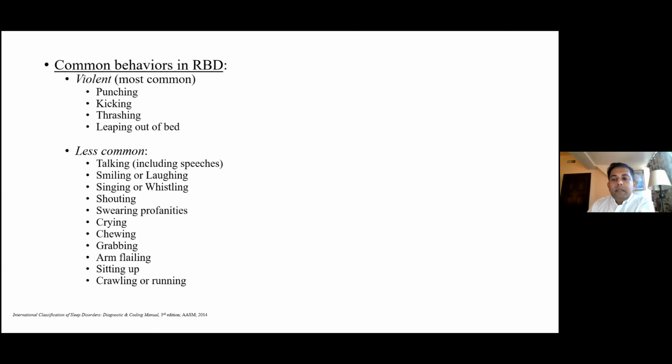Common behaviors in RBD most commonly are going to be violent, such as punching, kicking, thrashing, even leaping out of bed. Less common can be talking, including giving speeches. And one thing that differentiates RBD from classic sleep talking is that most individuals that have sleep talking, their speech is kind of garbled. It's hard to make out what they're saying, but individuals with RBD, you can completely make out what they're saying. It's almost like the person's awake talking to you.